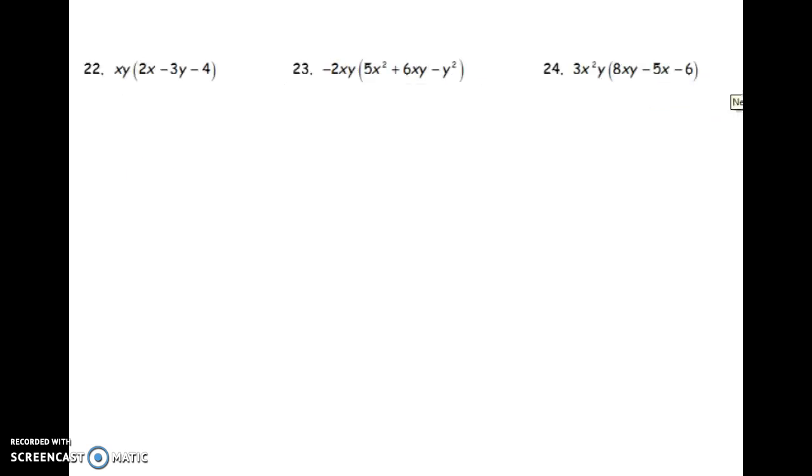Okay, xy times 2x would be 2x squared y minus 3xy squared. And then we've got minus 4xy.